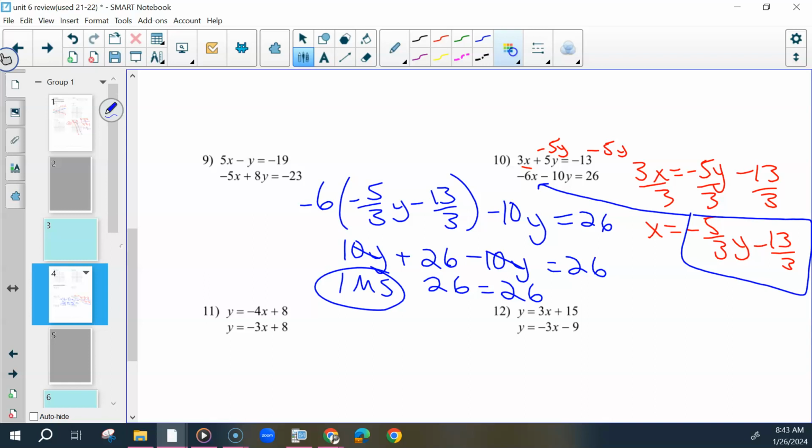Questions on that? I have a question. So if it's like 0 equals 26, it's no solution? Correct. Other substitution questions?